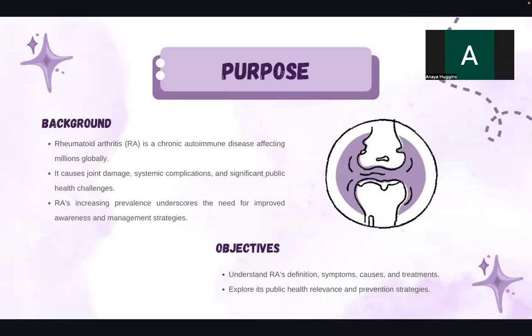Here, let's start with the background. So, rheumatoid arthritis is not just about joint pain. It's a complex, systemic condition with profound implications for quality of life and public health. Its chronic nature often leads to physical, emotional, and financial challenges for those who are affected. The goal of this presentation is to provide a clear understanding of everything associated with rheumatoid arthritis, such as the symptoms, the underlying causes, treatment strategies, and public health importance. By exploring these aspects, we aim to shed light on how RA impacts individuals and society at large.